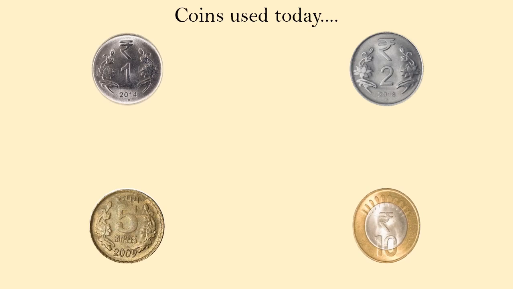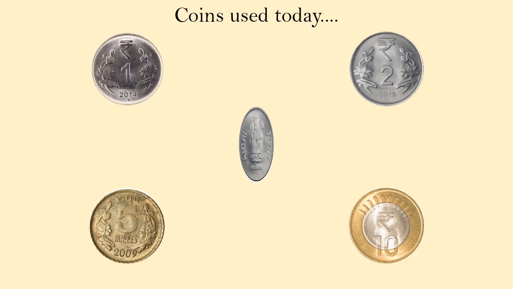Now, on the other side of all of these coins, there is the lion capital of Ashoka. This is the lion capital of Ashoka. It is also the official emblem of India. So behind all these coins, you will have the lion capital of Ashoka. It is three lions standing together.